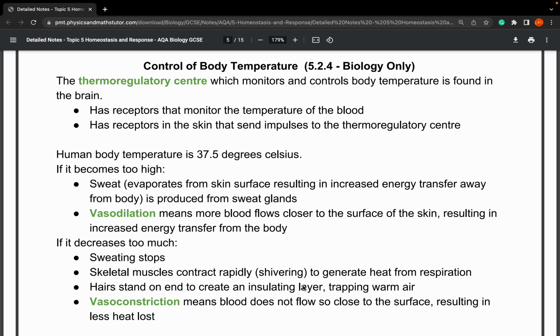It has receptors in the skin that send impulses to the thermoregulatory center. So when the skin feels it's cold outside, the thermoregulatory center will try to put energy into the blood and make it warm. If the skin feels it's very warm and sweaty outside, it will put a lot of blood into the skin so that the heat can be lost through the skin.